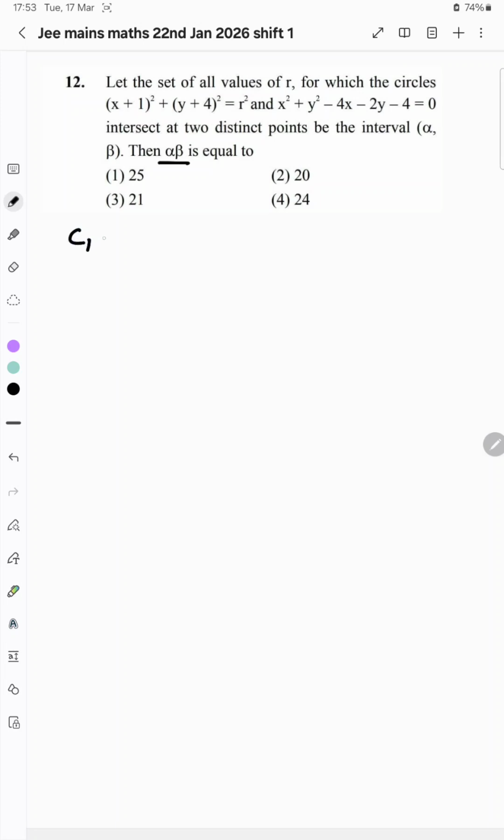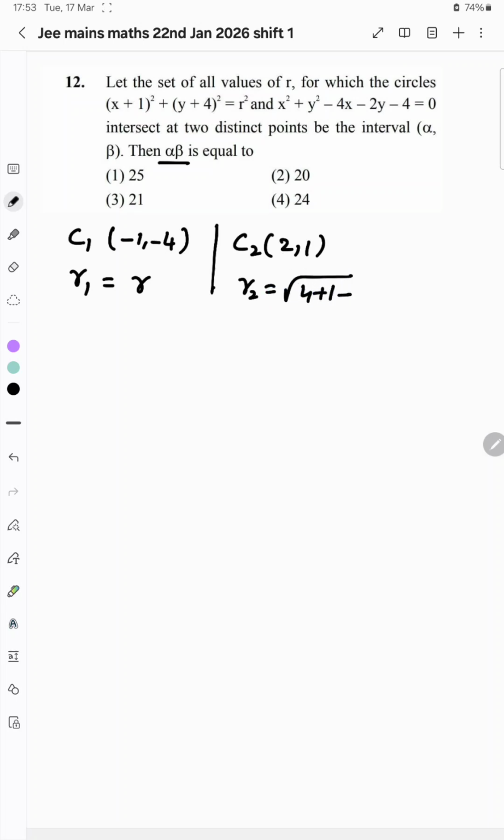So let's take C1 as the center of the first circle. When you compare with the standard form, we will get center (-1, -4), and radius r1 is nothing but r only. Similarly, for center 2, we get minus of x coefficient by 2, minus of y coefficient by 2, so (2, 1) is possible. Next, radius 2 is what? Root over 2 square plus 1 square minus constant, which is -4, so plus 4, so it will be 3.